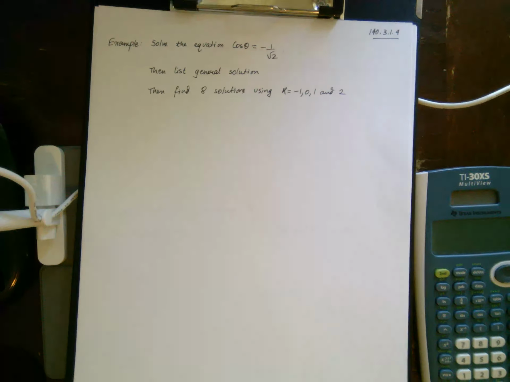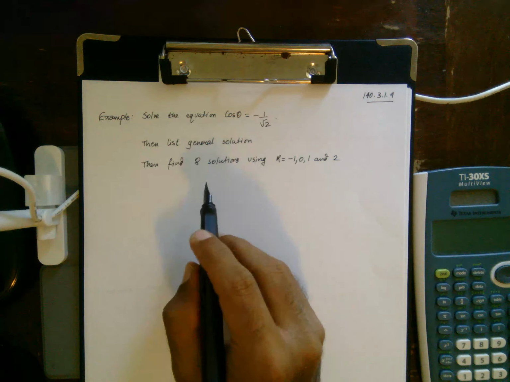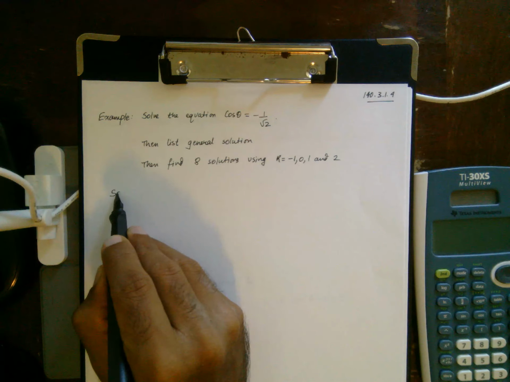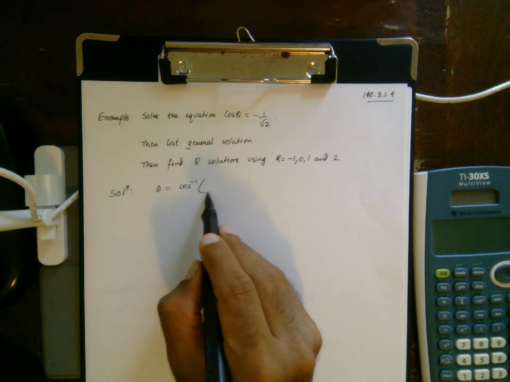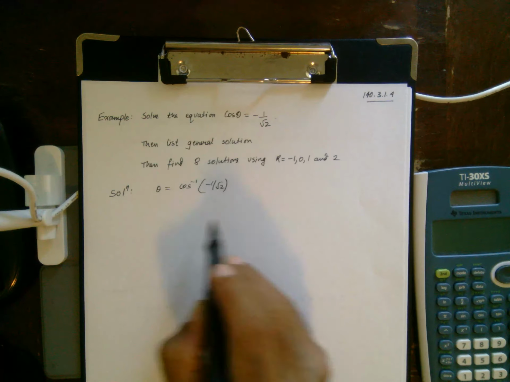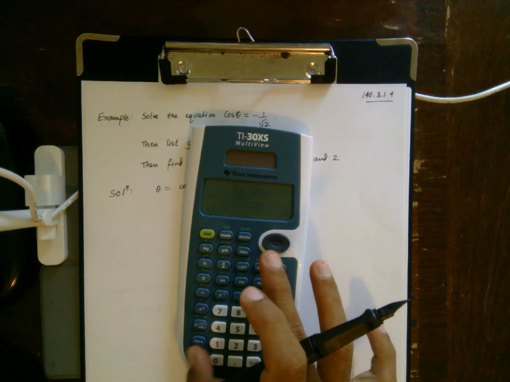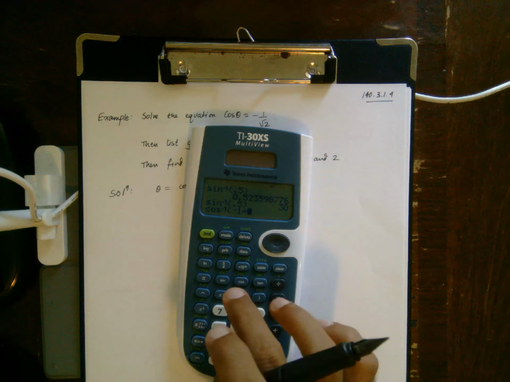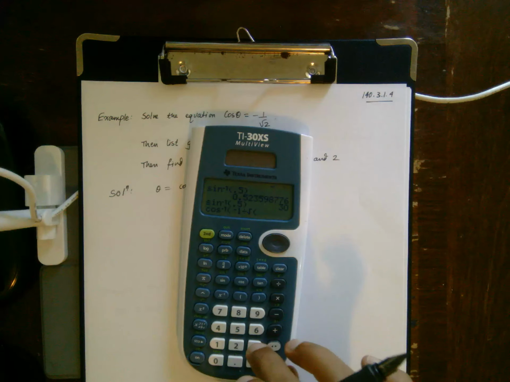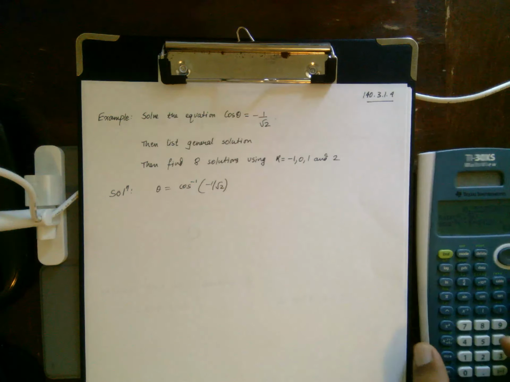So let's look at this example. It says list the general solution and then find 8 particular solutions. So the solution, I'm going to start by saying theta is cosine inverse of negative 1 over root 2. Let's see what that comes out to. Cosine inverse of negative 1 divided by square root of 2 gives me 135 degrees.